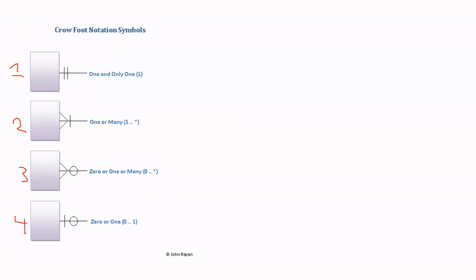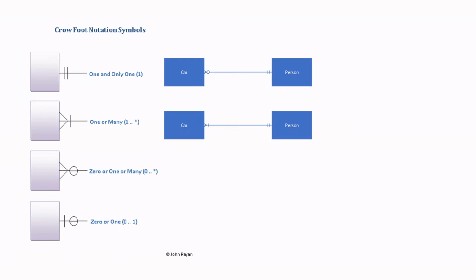So, as you can see at the top, we have something called 1 and only 1. Now, what this could be is that previous example we had where we said a car could be owned by one and only one person. The second one we have here is called a one-to-many cardinality.